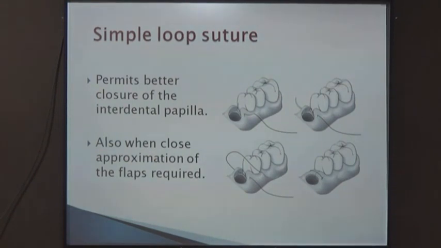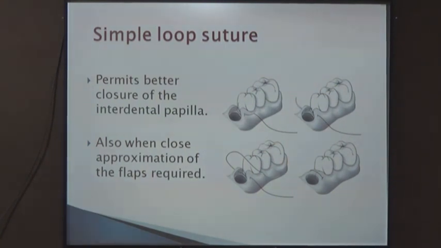Now, simple loop suture. It permits better closure of the interdental papilla. The interdental papilla should be tightly closed because the blood circulation is from that area alone. So, whenever you are giving a suture in the interdental area, put your finger and give a pressure. Otherwise, that area will get necrosed. You won't get proper healing.